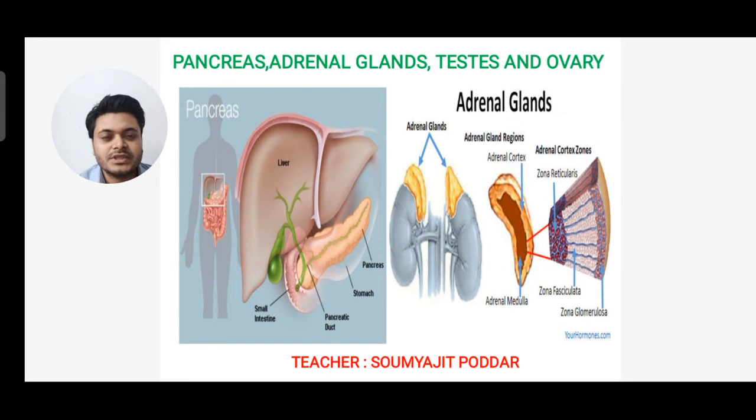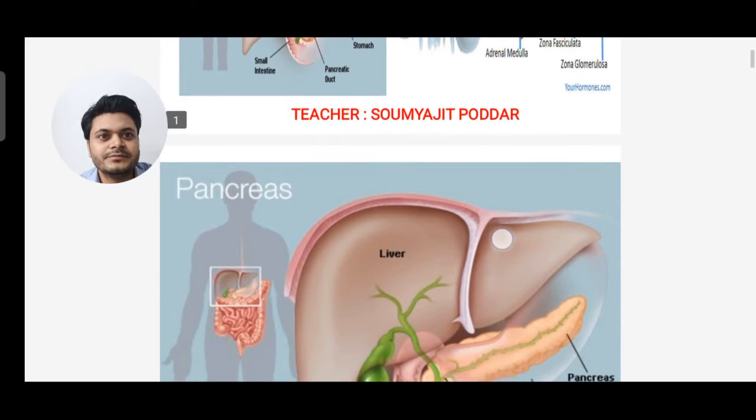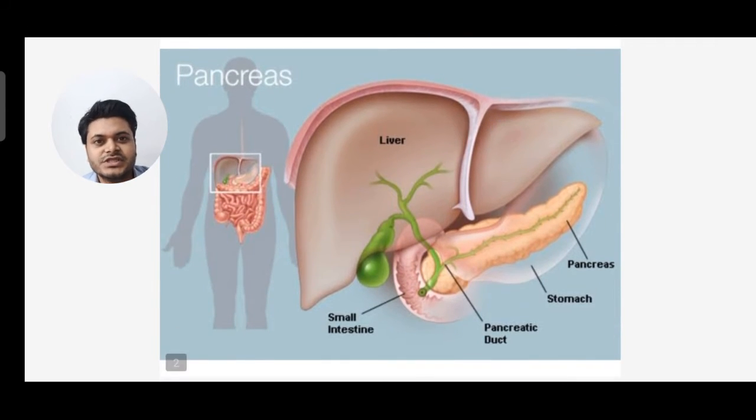So let's start with the topic pancreas, adrenal gland, testis and ovary. We'll see the detailed structure of it. In this slide you can see I have given the structure of pancreas and adrenal gland. Let's move to the next slide and see in detail. First is the pancreas.